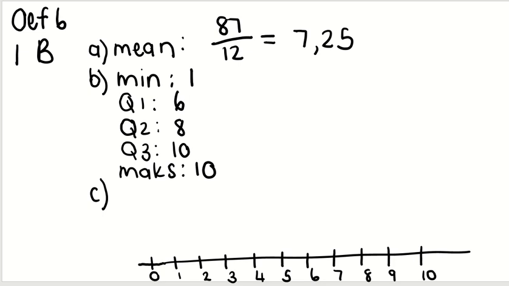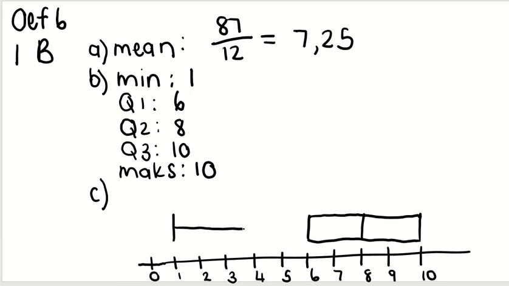Okay, so ek gaan hom nou weer streepies gebruik. So ek gaan weer begin by die minimum, wat dan nou hierso is by 1. Dan jou Q1 is hierso by 6. En jou Q2 is by 8. En dan jou Q3 en jou maksimum is by 10. Natuurlik gaan daar dan nie 'n ekstra lyntjie wees nie. Jy gaan net jou boksie maak hierso. And then this line. Okay, so this is how this graph is going to look like.